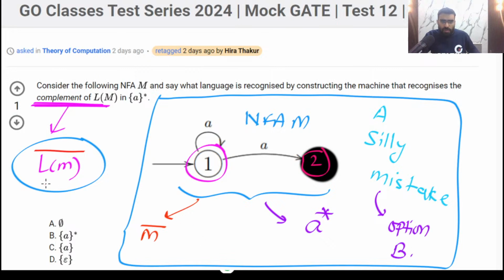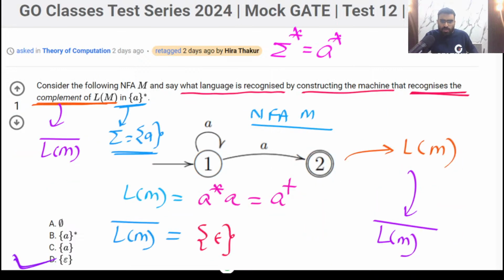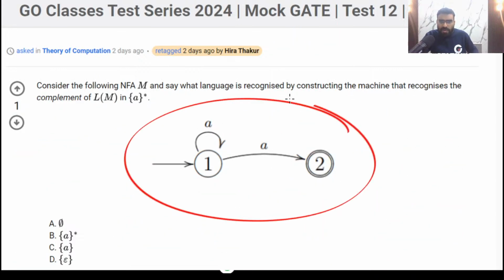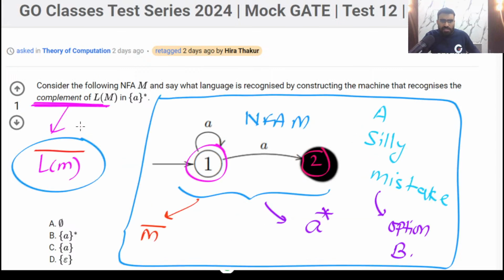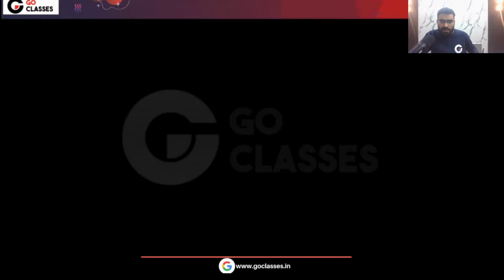So remember, the question is asking for the complement of the language. The question is not asking that you complement the states of the NFA. This NFA is given to you. The question is simply saying that you find the complement of the language that is recognized by this NFA. So, very simple question for 1 mark. Now let's move on.